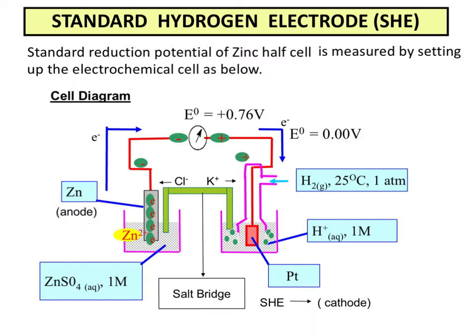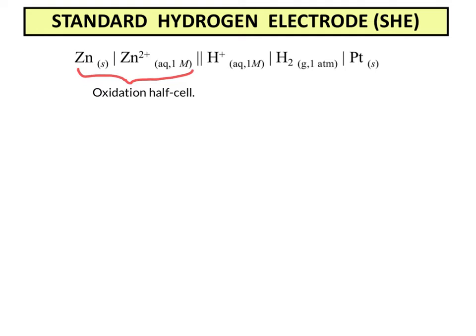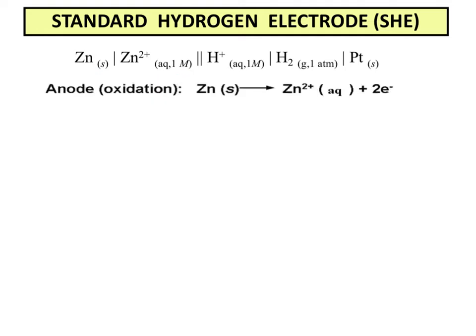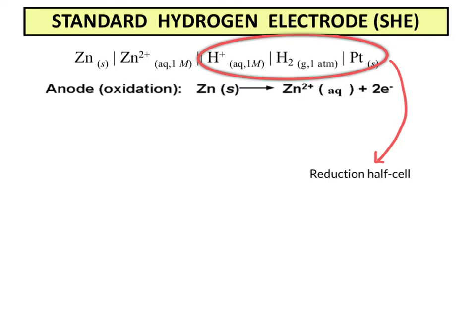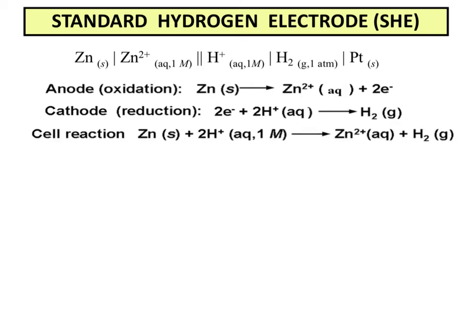This setup must be in standard condition, which is 1 molar, temperature 25 degrees Celsius, and gas pressure at 1 atm. This is the cell notation for this setup. At the oxidation half cell, zinc atom is oxidized to become zinc 2+ ion. In the reduction half cell, hydrogen ion is reduced to become hydrogen gas at the cathode. And this is the overall cell reaction equation.